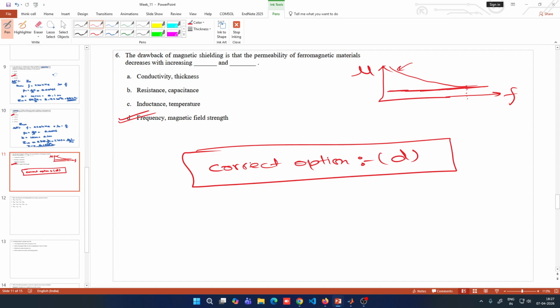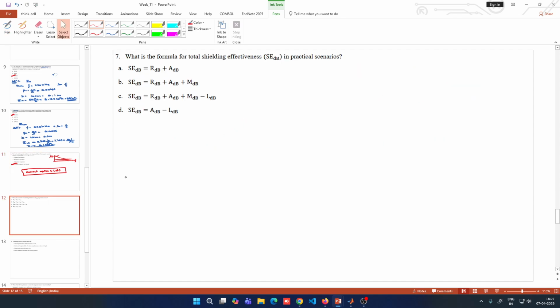So I hope this question is clear. The correct option here is D, because the ferromagnetic material's permeability decreases as the frequency increases, and also it decreases as the magnetic field strength increases. Now we will move on to question number 7.